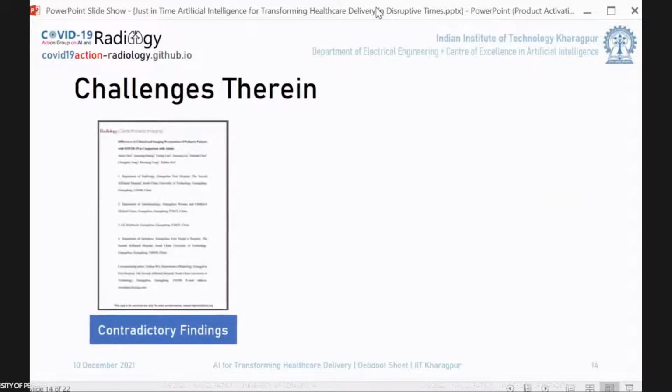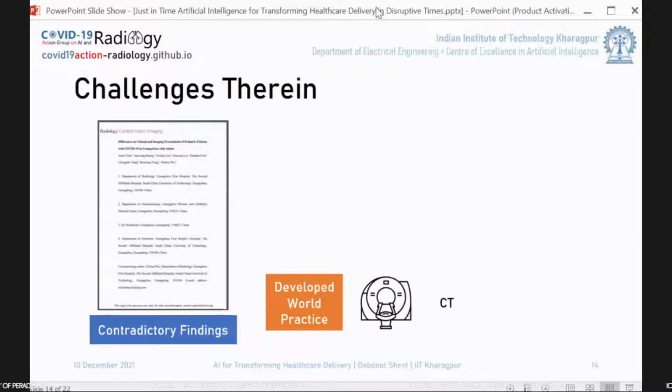Now, the challenge on one side was that a lot of contradictory findings were getting reported. So suddenly there would be one paper which comes up and says, no, there is some contradiction with what is otherwise reported in the other journal articles.